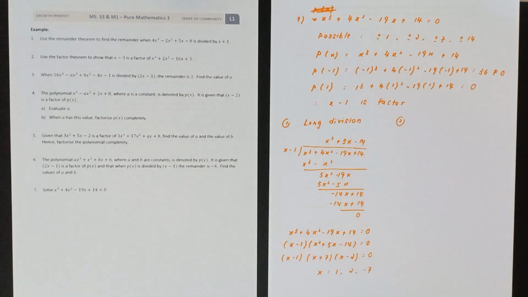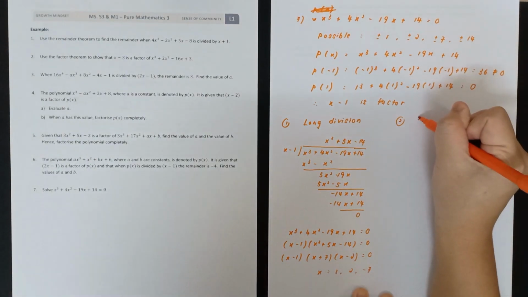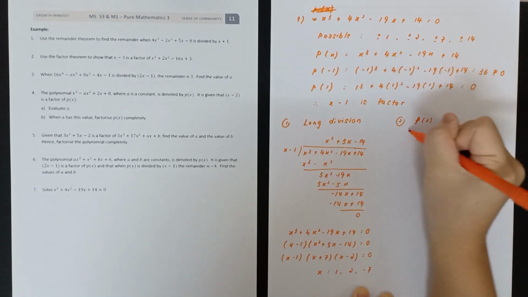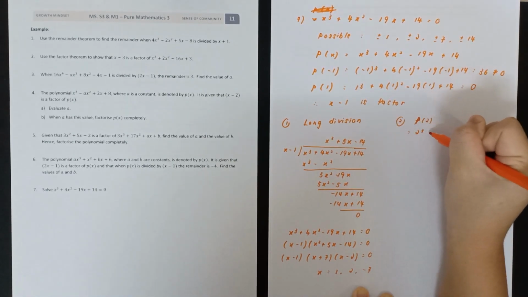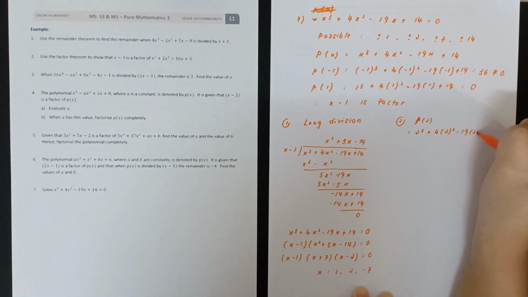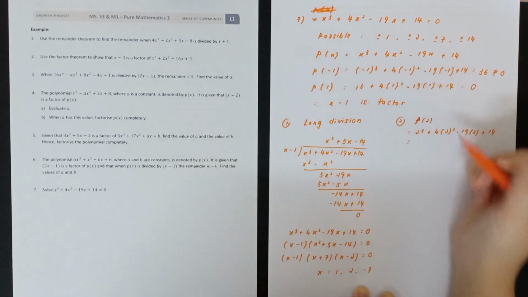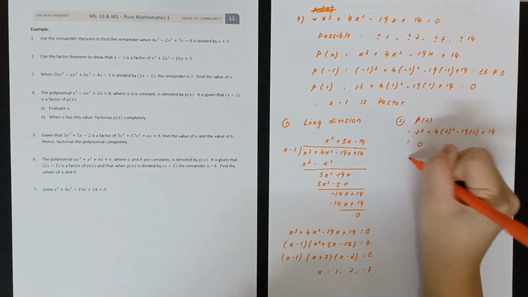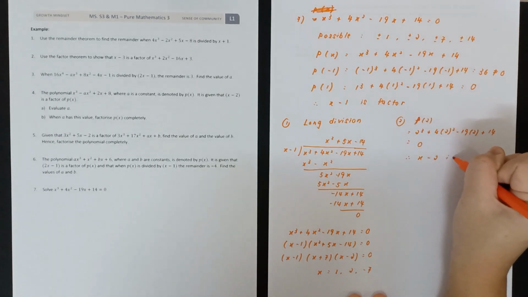Now, if you want to do trial and error, you can continue. Let's try positive 2, so P(2) will be equal to, substituting again, 2 cubed plus 4 times 2 squared minus 19 times 2 plus 14. This is the calculation part. You do not need to write everything out, just use your calculator to check. So 38, then plus 14, yes, you are getting 0. So x minus 2 is a factor also.